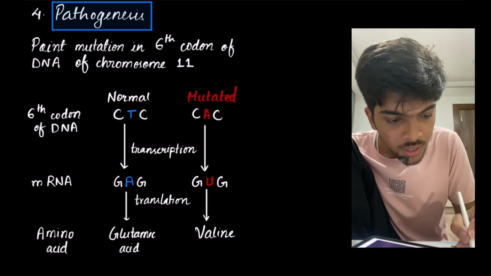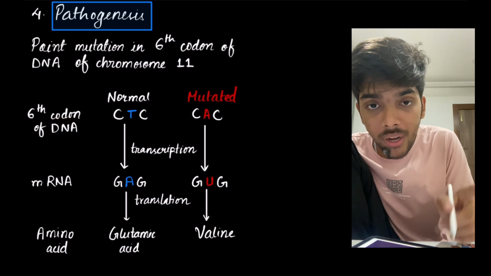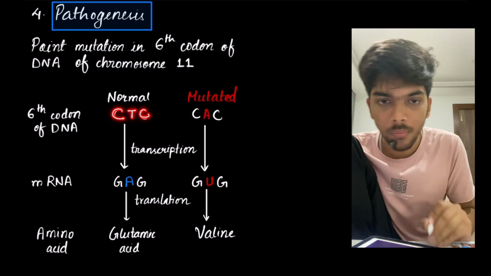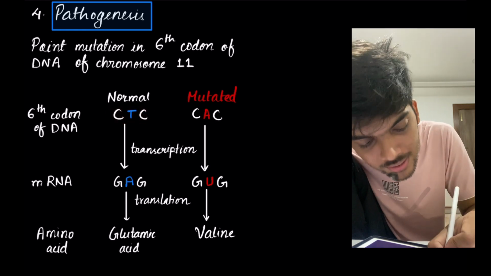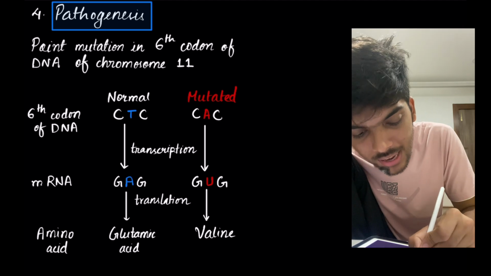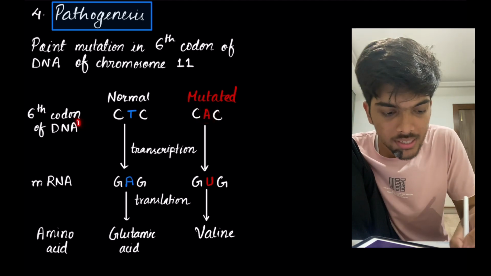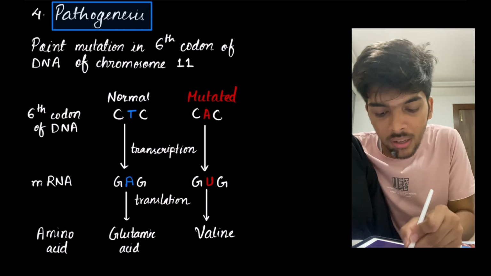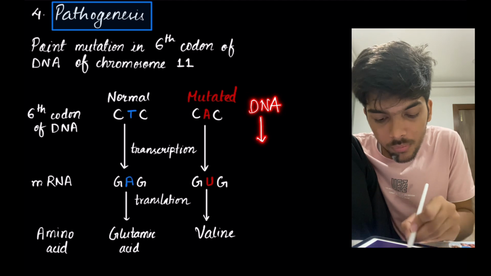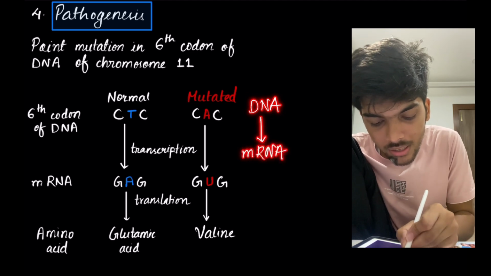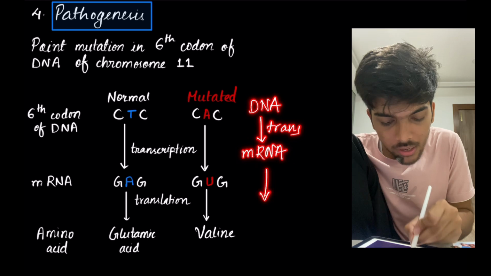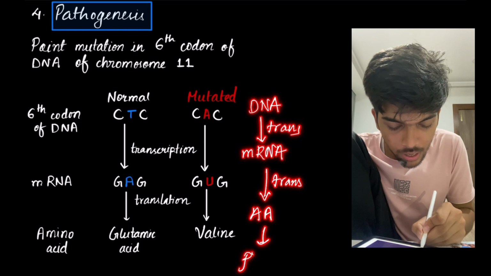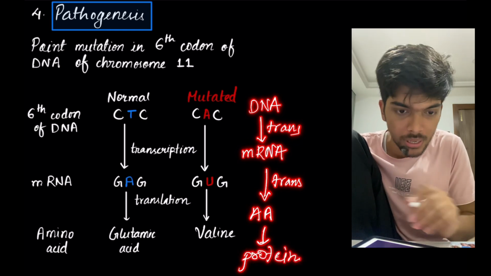So in the DNA at the 6th codon, the triplet that is present is CTC. But during point mutation, this T, thymine, gets replaced by adenine. During the central dogma of life, or the process of formation of protein, the DNA forms mRNA by transcription, and then mRNA forms amino acids by translation, and these amino acids combine to form protein. I hope you know this much basic stuff.